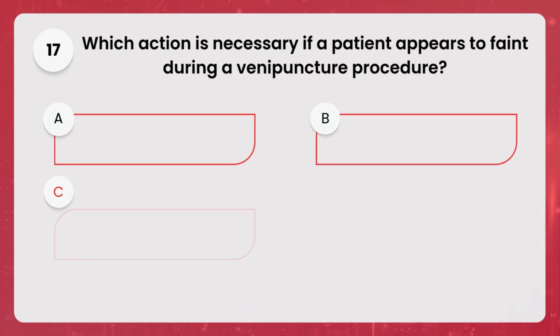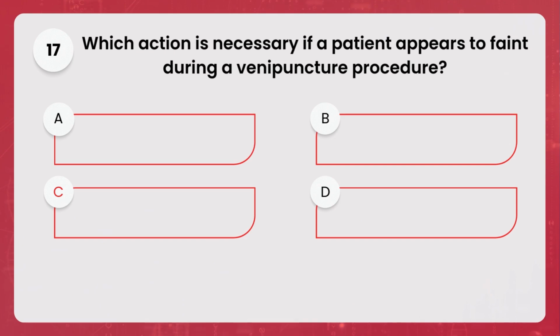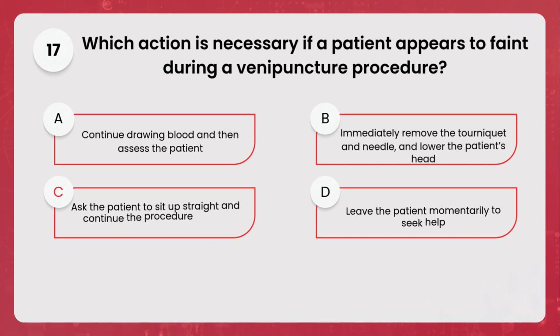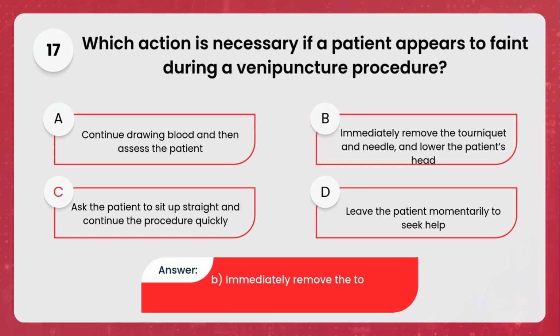Number 17. Which action is necessary if a patient appears to faint during a venipuncture procedure? A. Continue drawing blood, then assess the patient. B. Immediately remove the tourniquet and needle and lower the patient's head. C. Ask the patient to sit up straight and continue the procedure quickly. Or D. Leave the patient momentarily to seek help. The answer is B. Immediately remove the tourniquet and needle and lower the patient's head.